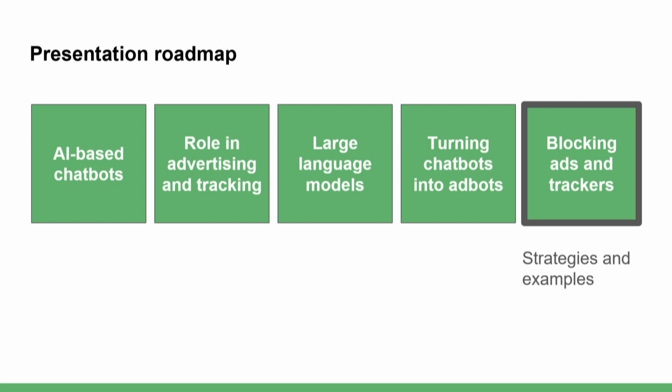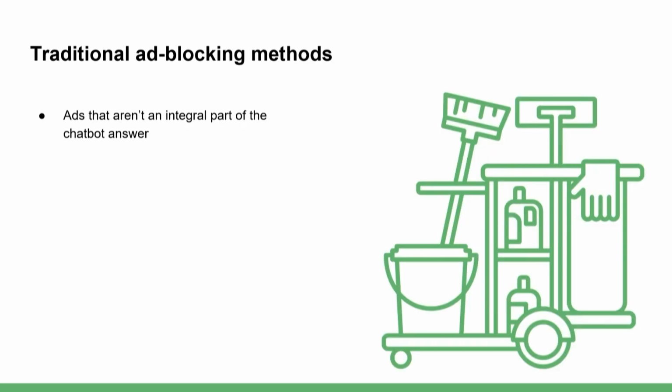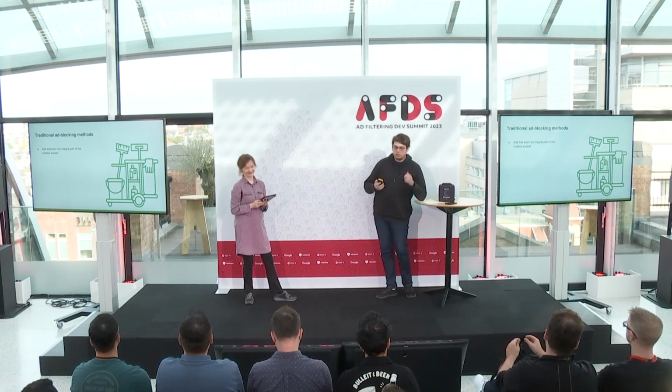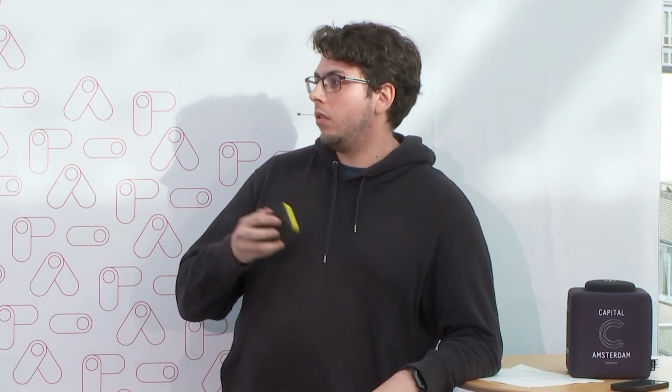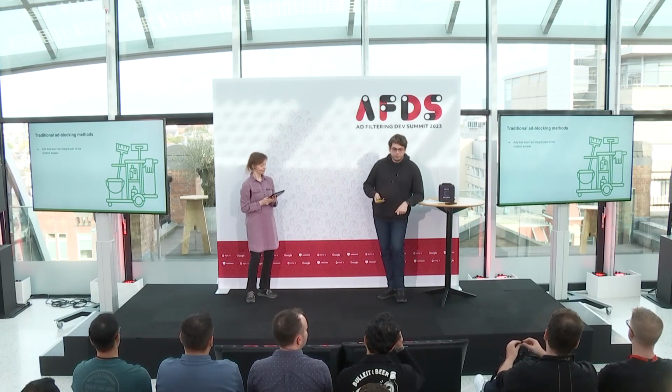So, what strategies can we use to block these types of ads? Firstly, there are traditional ad blocking methods. If the ad is not a part of the chatbot response, maybe additional text added at the end of the sentence or the phrase that is returned to the user, or simple banners, we can use filter lists, filter rules, user scripts, and HTML.